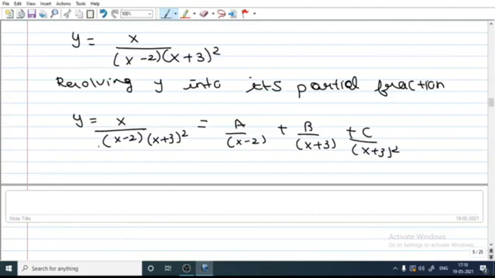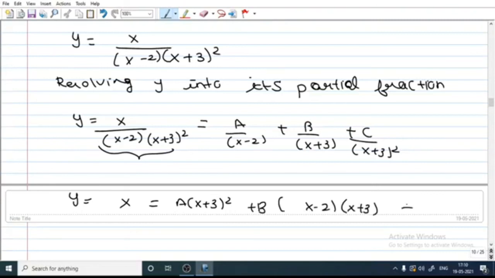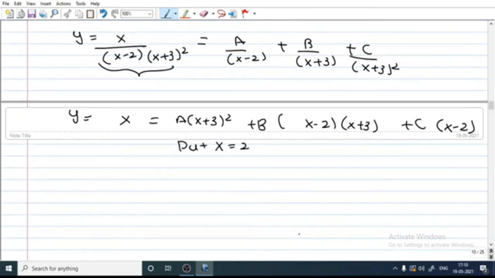Now what you can do, cross multiply throughout by this thing. What you will get is x equals A into (x plus 3) the whole square, B into (x minus 2)(x plus 3), since one factor of x plus 3 will cancel out here and one will be left, and C you have x minus 2. Put x equals 2. The moment you put x equals 2, all the terms will disappear. You will have 2 equals A into (2 plus 3), 5 means 25, and the rest will be 0 plus 0. So you are getting 2 by 25 as your A value. Therefore A is equal to 2 by 25.